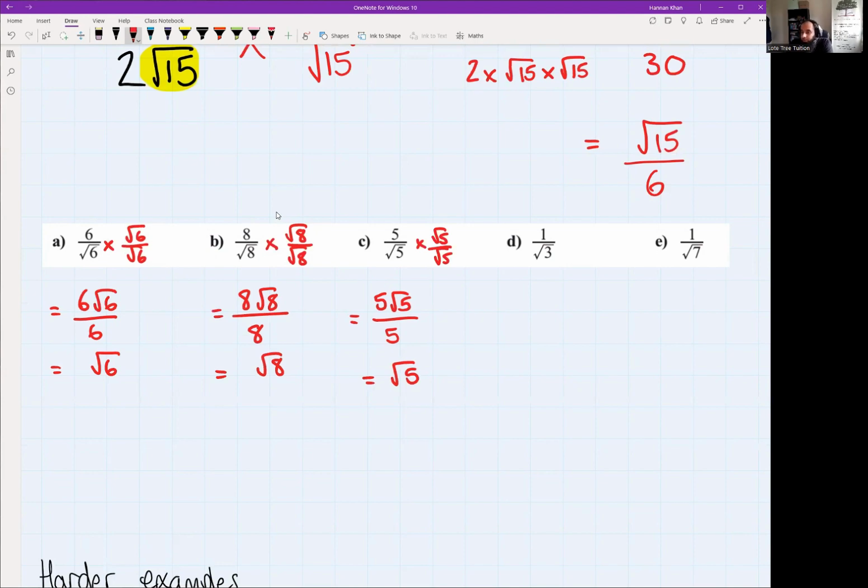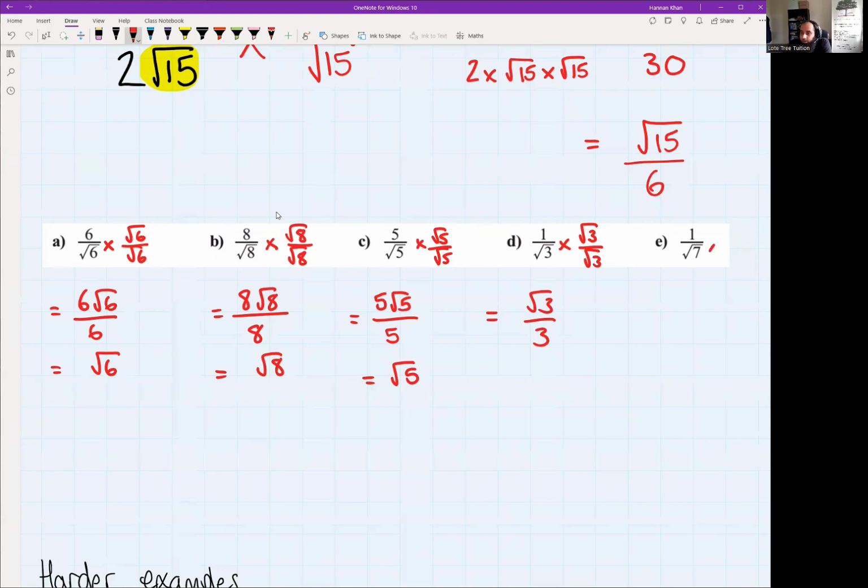Okay, so this one is slightly different because you don't have the same number underneath the surd at the top here. So let's be careful. Okay, so we're going to have 1 times root 3 is root 3. And then root 3 times root 3 is just 3. And that's your answer. You can't really simplify that any further.